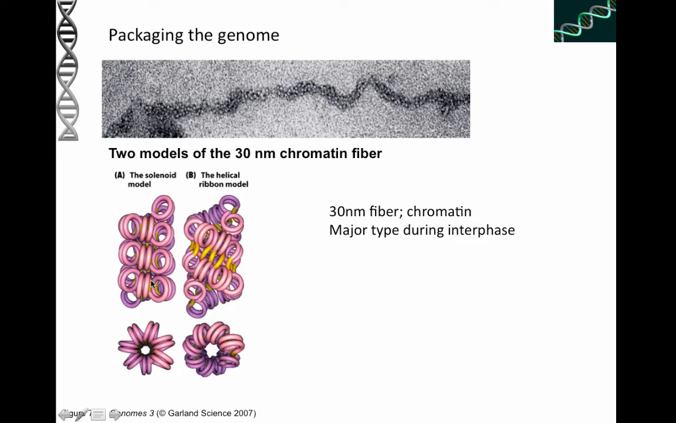Still, it's not clear how the supercoiling is formed, but there are two models suggested. One is the solenoid model, the other is the helical ribbon model, but this still needs to be determined to understand the precise structure. The 30 nanometer chromatin fiber is the major type during the cell cycle, as most of the cells are in the interphase status. You often see the 30 nanometer chromatin fiber, and you can only see the chromosome structure during mitosis.